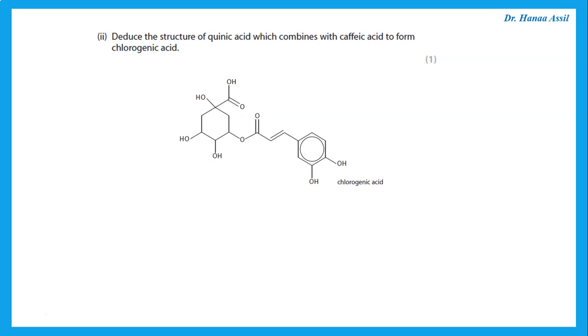Deduce the structure of quinic acid. So quinic acid is something that combines with caffeic to form this product, chlorogenic acid. Caffeic was this one. So this is caffeic acid. Now, what is the structure of the compound that will react with this to form chlorogenic acid?